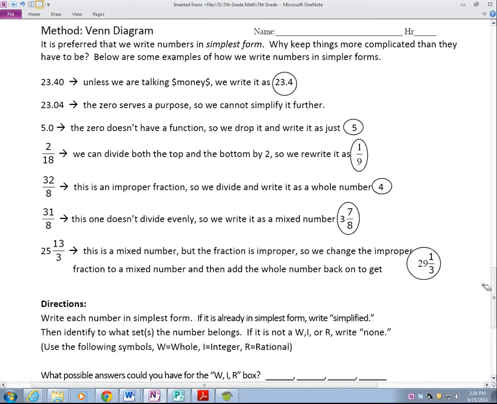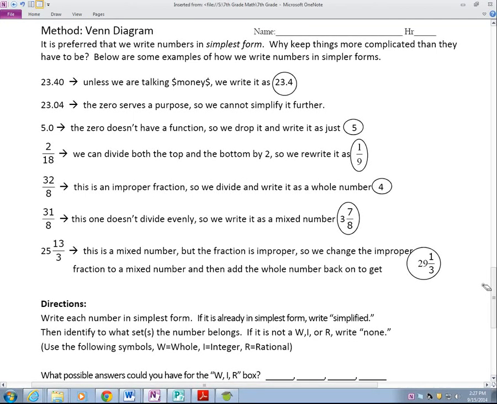For example, 23.40, unless we're talking about money, we write it as 23.4. 23.04, the zero serves a purpose, so we cannot simplify it any further. 5.0, the zero doesn't have a function, so we drop it and write it as just 5, unless you talk about a Mustang 5.0. 2/18, we can divide the top and the bottom by 2, so we rewrite it as 1/9.